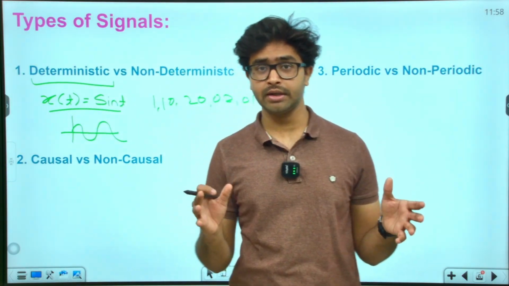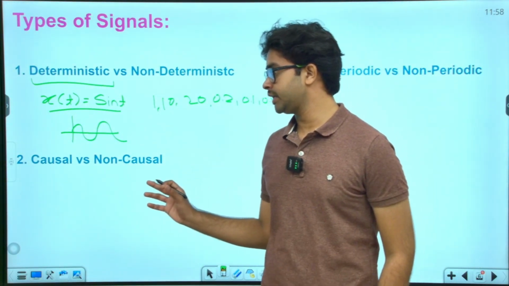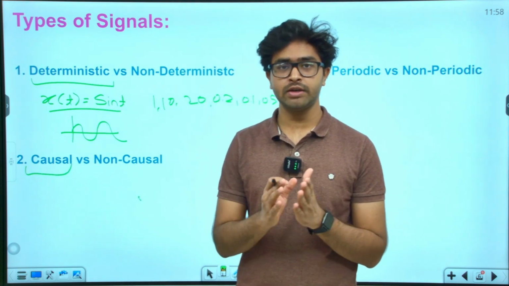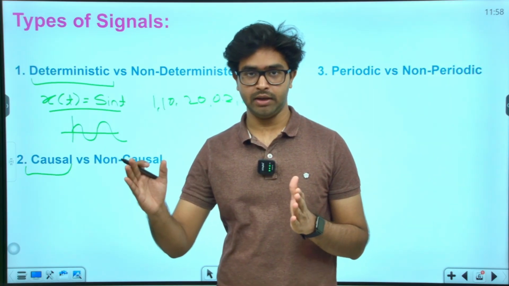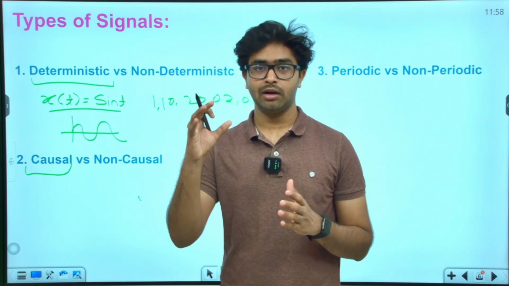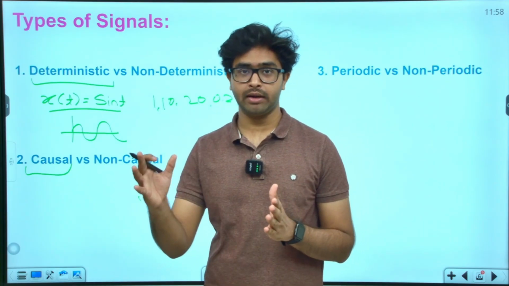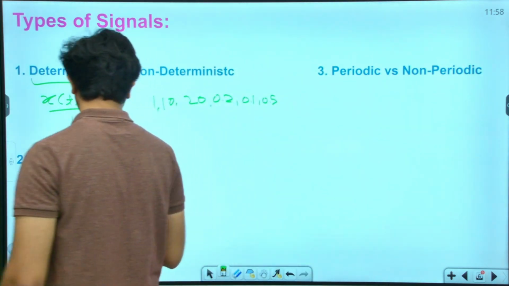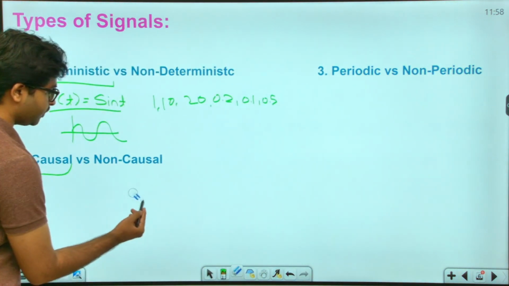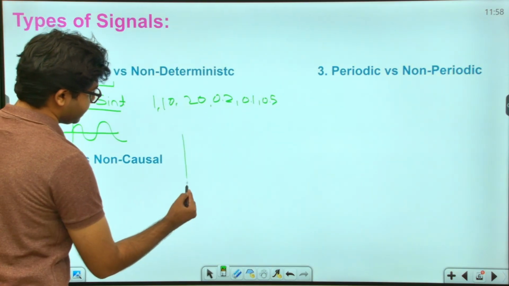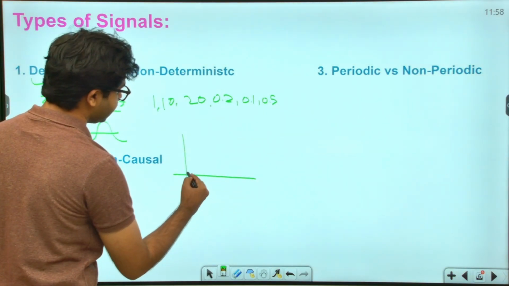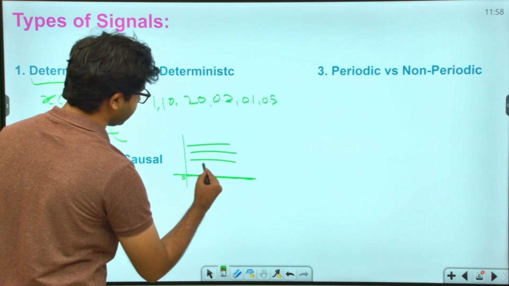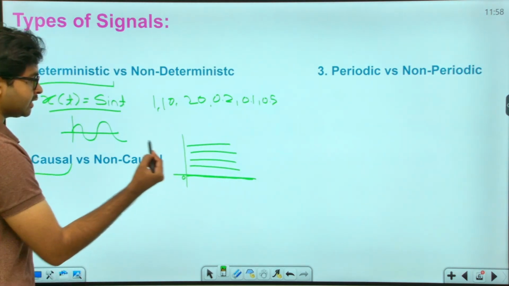Now next comes the causal versus non-causal signal. Causal simply tells us that if the signal is present only in the positive time interval of the timeline, then it's a causal signal. The signal which doesn't follow that property is non-causal. If this is the timeline and this is the positive time interval from 0 onwards, then a signal present only here is the causal signal.